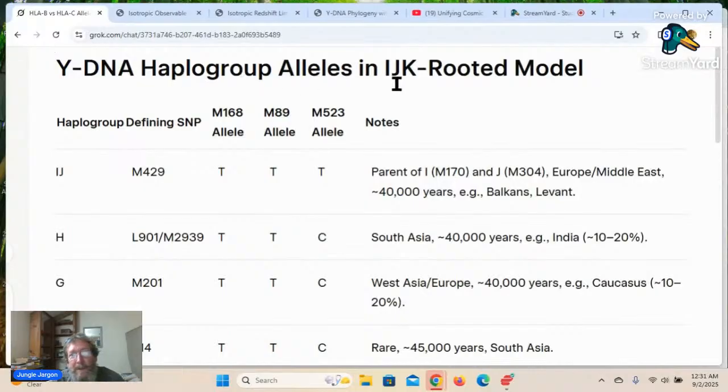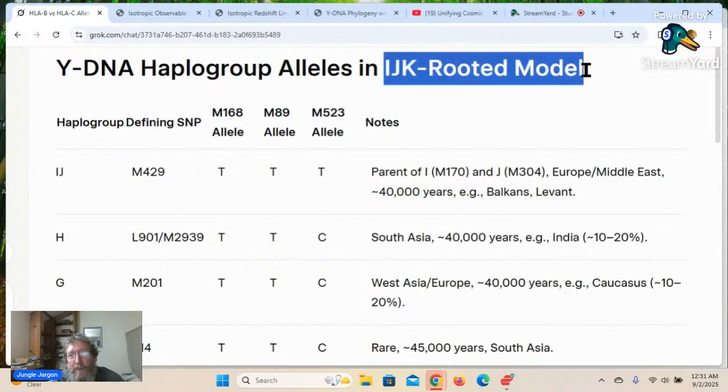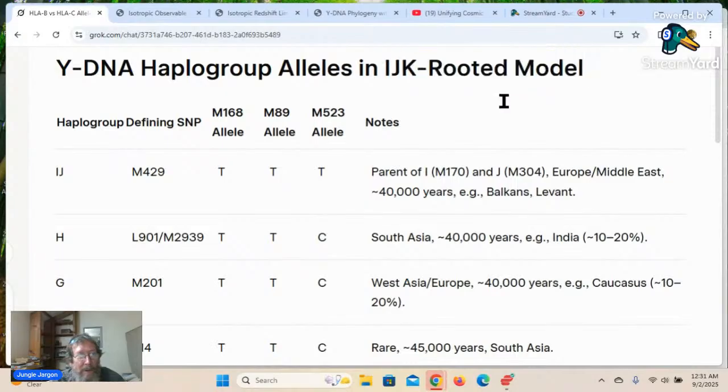Y DNA haplogroup alleles in an IJK-rooted model. Okay, these are the haplogroup-defining SNPs, the IJ, the H, the G. This is in the right order, more or less. We have these alleles here, the M168, the M89, and the M523. So in the IJK, the defining SNP is this one. So this is obviously a change from the IJK. Defines IJ.